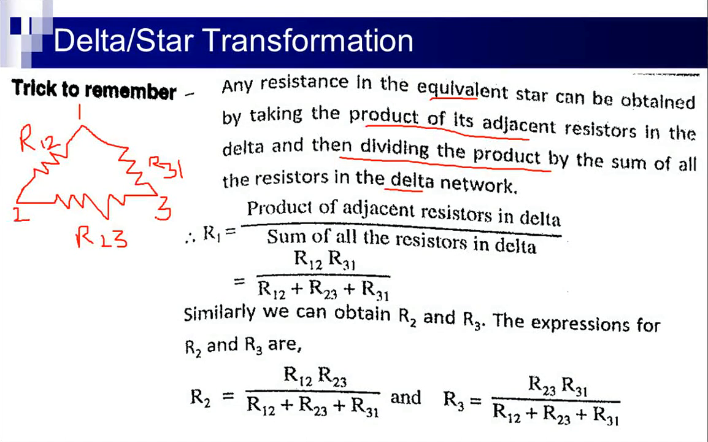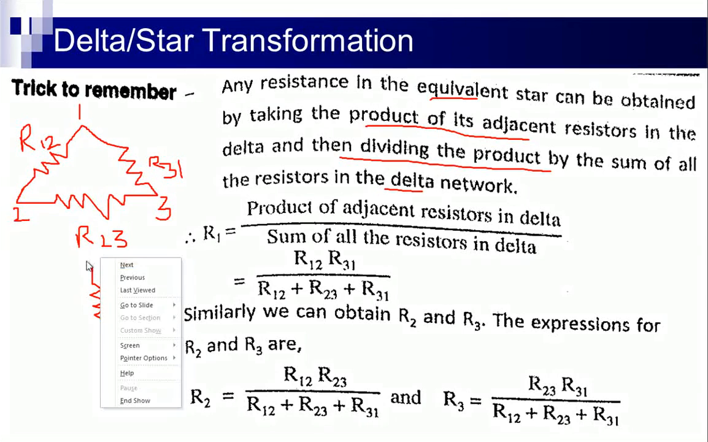For example, I have to now find the value of R1 here. I have to convert the given circuit into an equivalent star, so I have to find the value of this R1. How do we find it? This is terminal number 1. Just take the product of the resistances connected to terminal number 1 and divide the multiplication by the total resistance, or sum of all resistances, in the delta network.